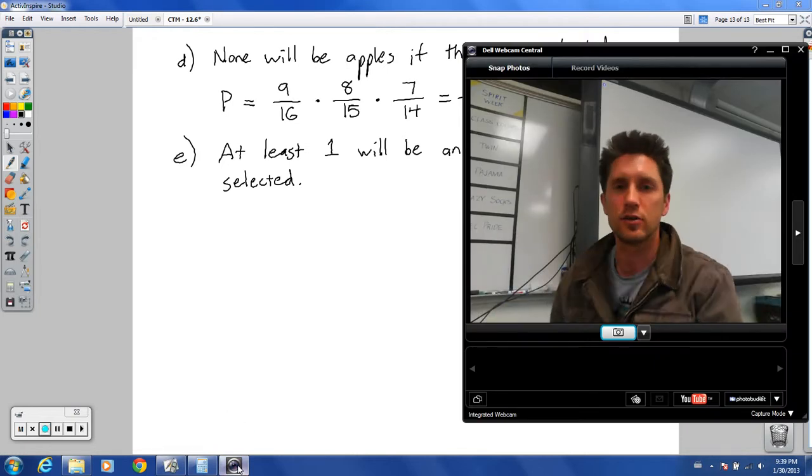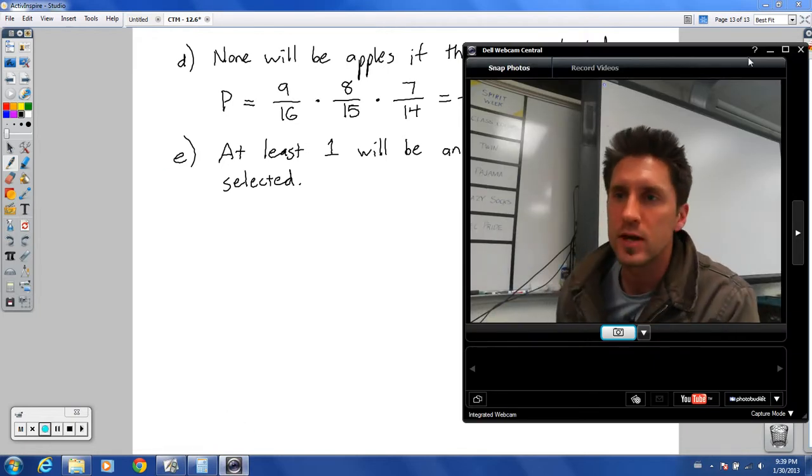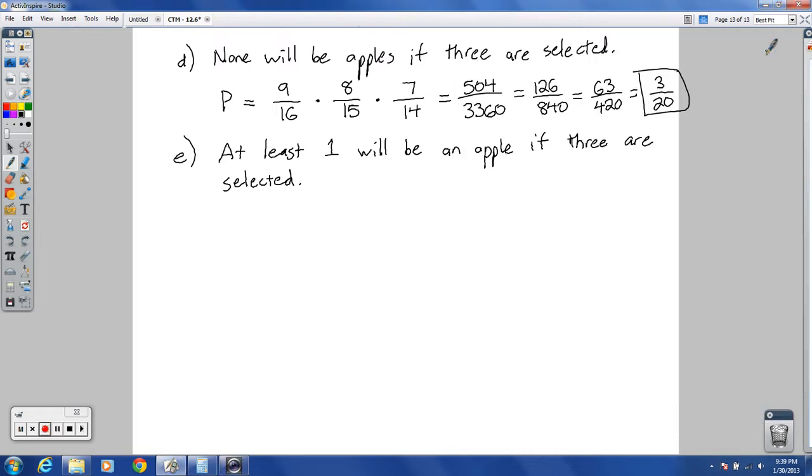Oh, there's a little trick. Yes, there's a trick. We learned about it already. Maybe you don't remember it. So the probability of at least 1 apple is going to equal 1, or 100%, think of it like that, minus the probability that no apples are selected, or that none are apples.